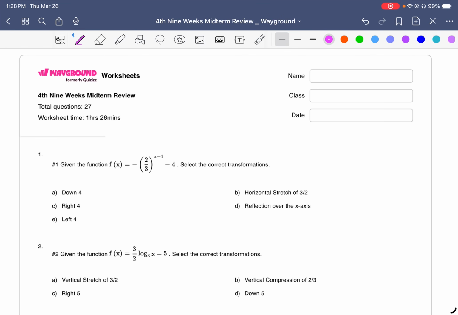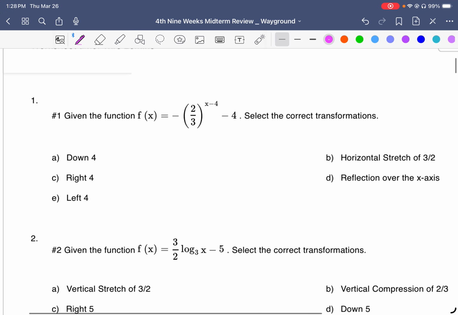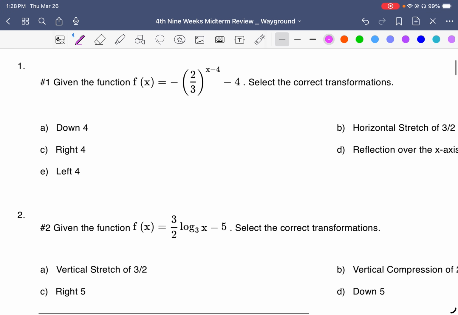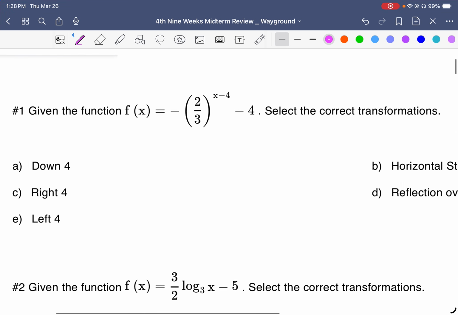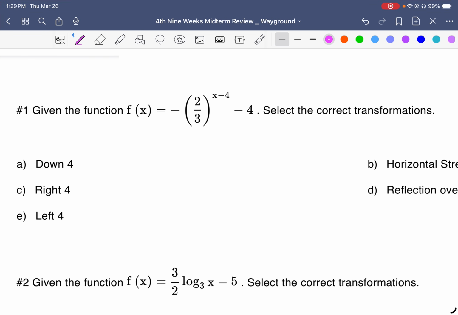Today we're going to be reviewing for our fourth 9 weeks midterm. Let's start with question number 1. It says, given the function f of x equals negative 2/3 to the power of x minus 4, select the correct transformations. Okay, so I can identify this as an exponential function, and I know that because x is in the exponent.